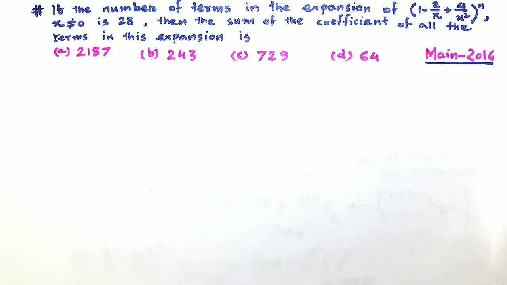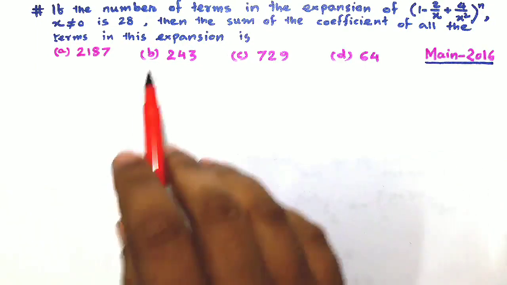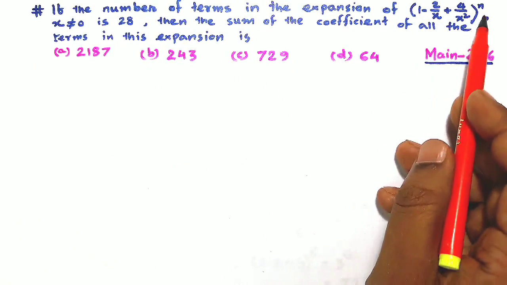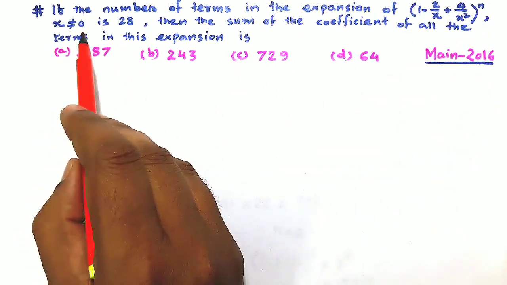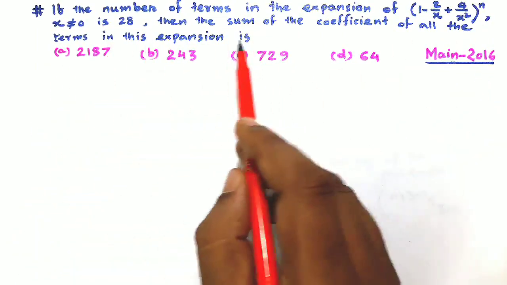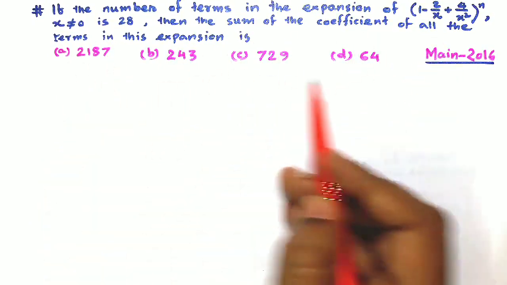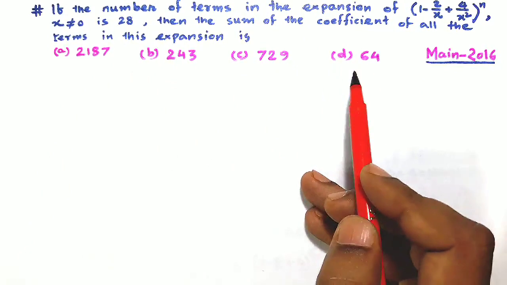Most important question of joint entrance. If the number of terms in the expansion of 1 minus 2 by x plus 4 by x square whole to the power n, where x is not equal to 0, is 28, then the sum of coefficients of all the terms in this expansion is which option?